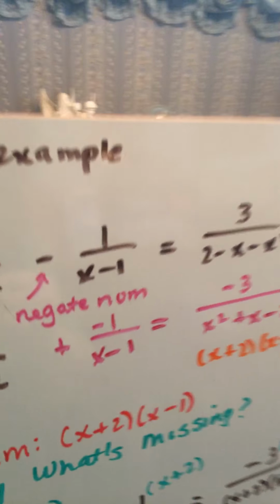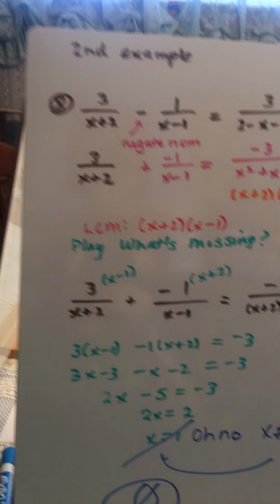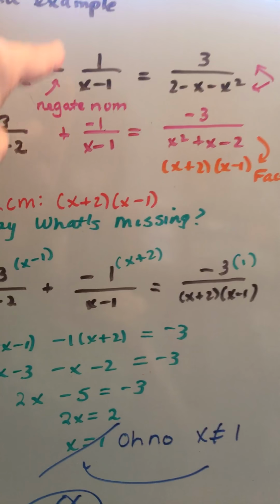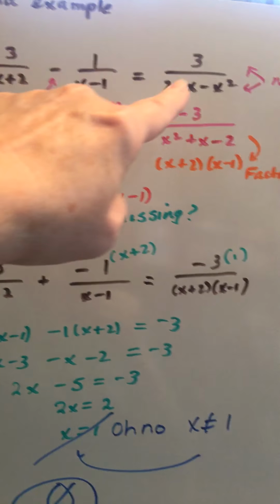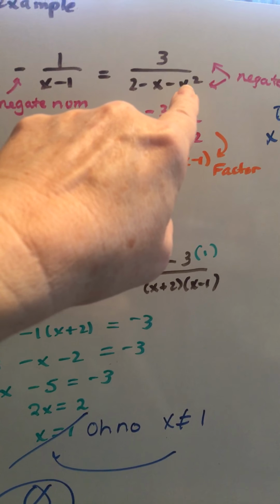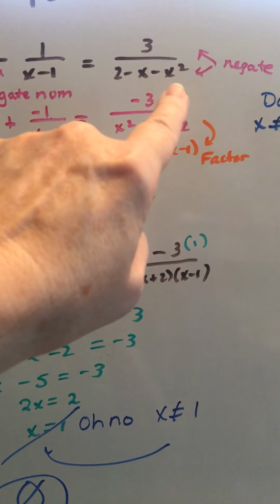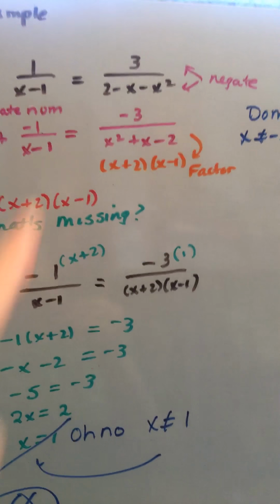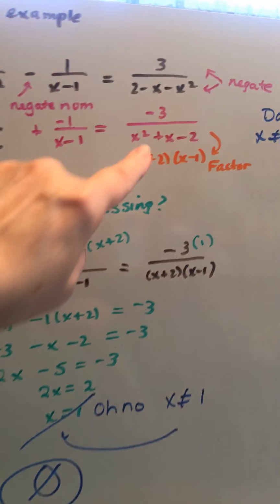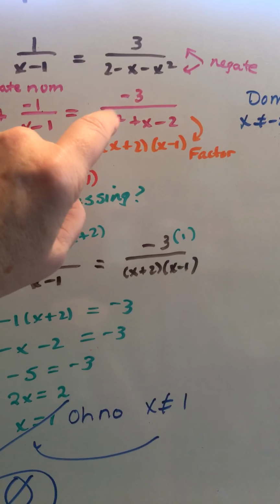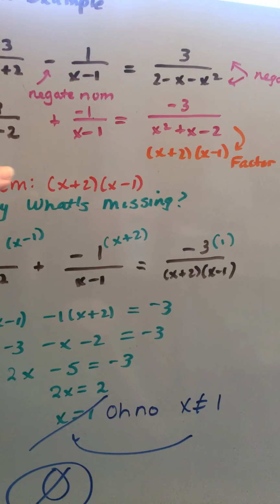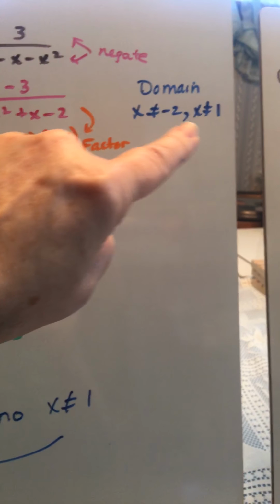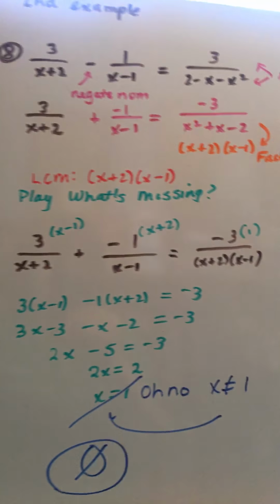Now the other take on example problem 7 is this one, to where yes, you still have to add the opposite, but notice my x squared's negative, so I have to negate the bottom, positive x squared, positive x, -2, and negate the top, -3. This denominator is still my least common multiple, my lowest common denominator. -2 and 1 are not allowed in the domain.